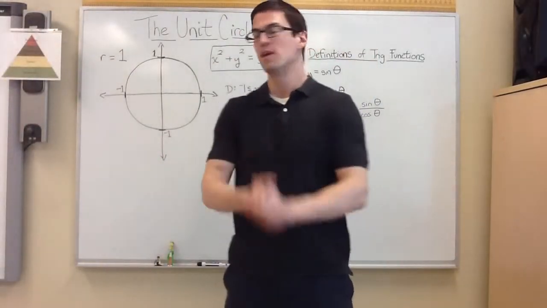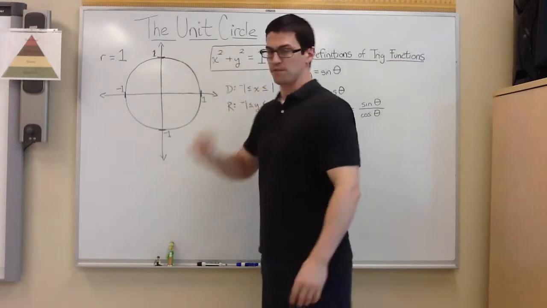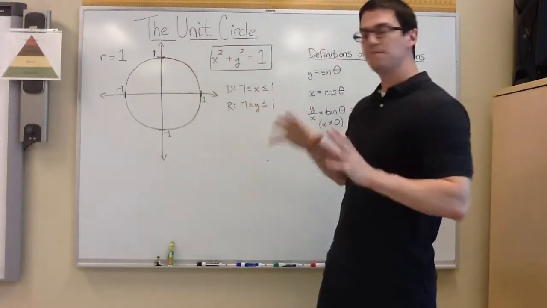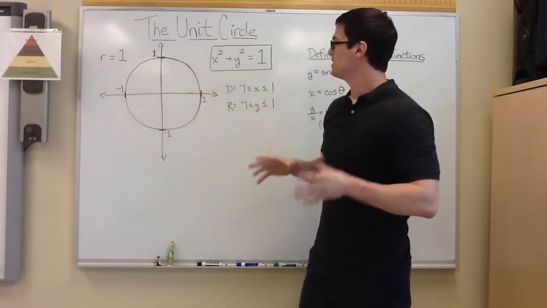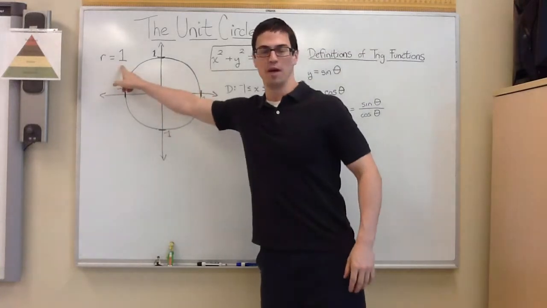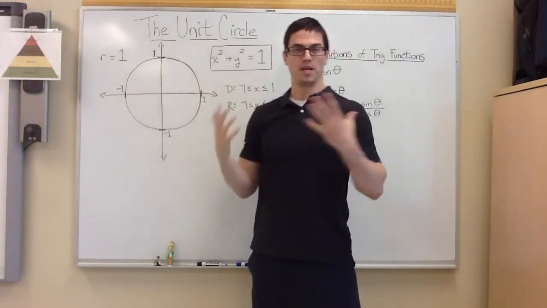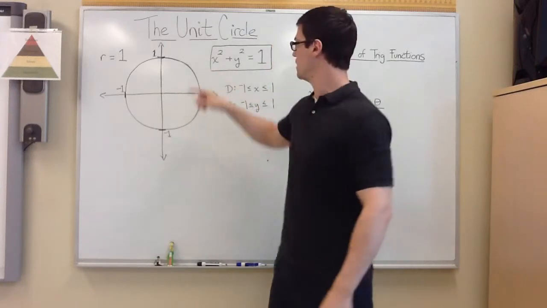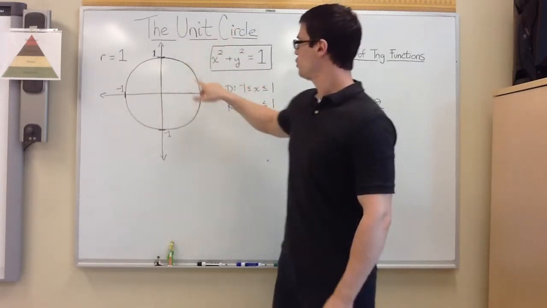All right, so today we're going to be going over the unit circle, okay? Now, by definition, the unit circle is just a circle with a radius of 1. That's what the word unit means. It means 1. Just think uno, unit. So it's a circle with a radius of 1.